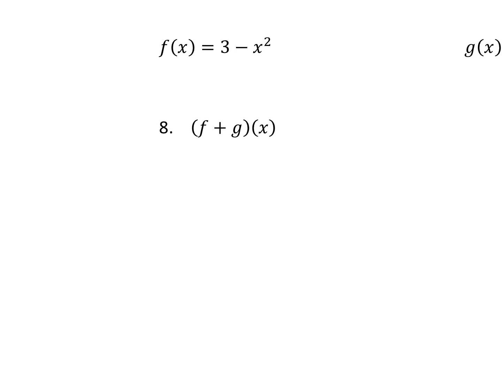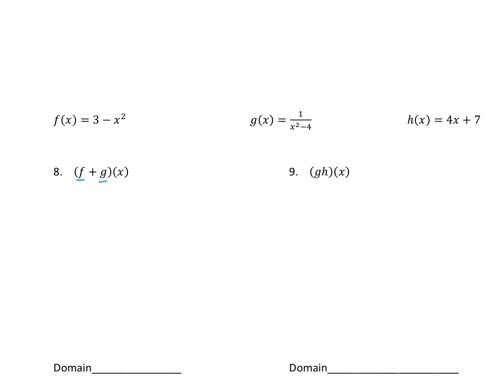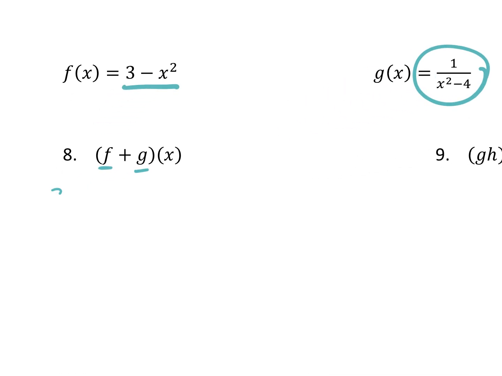So here we're adding our 2 functions together. Make sure you pay attention to the letters of what you're doing. So we're adding f plus g. I'm going to take my f function and my g function and add them together. So this would be 3 minus x squared plus 1 over x squared minus 4.